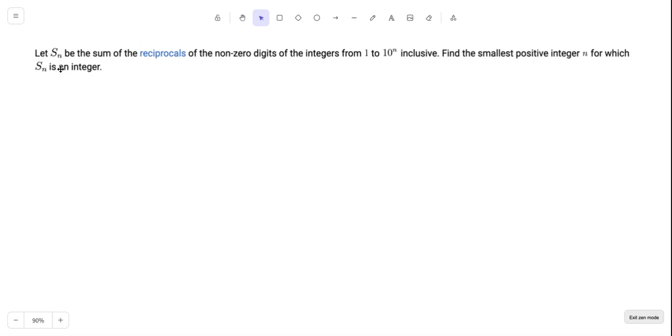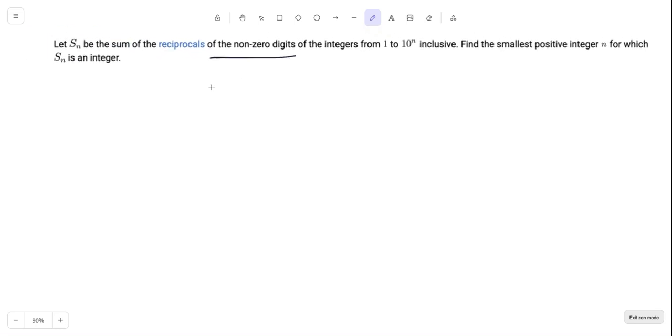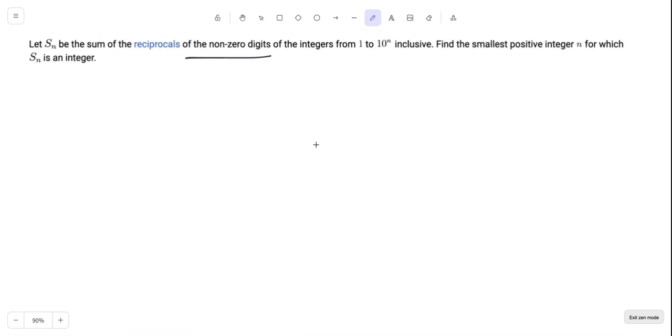So let S sub n be the sum of the reciprocals of the non-zero digits of the integers from 1 to 10 to the n inclusive. Find the smallest positive integer n for which S sub n is an integer.